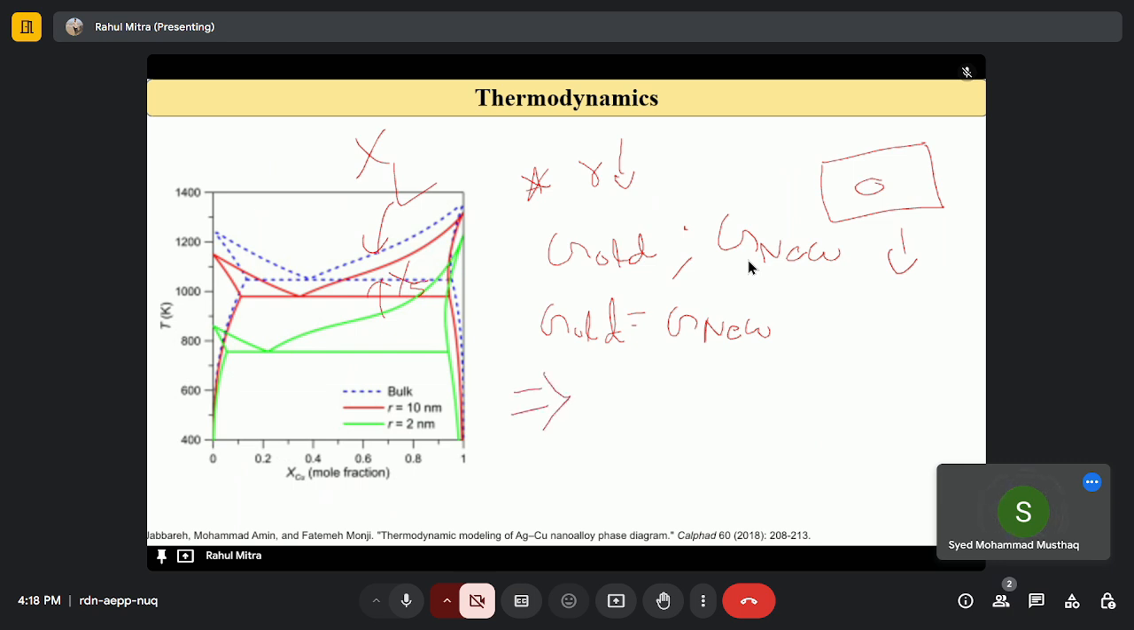Let's say G old, we know from the Gibbs free energy equation, G old will be enthalpy minus T, the equilibrium or transition temperature, times T_tr, the transition temperature, times the entropy of the system. Next we have the free energy G mu, which equals H mu minus T_tr S mu.